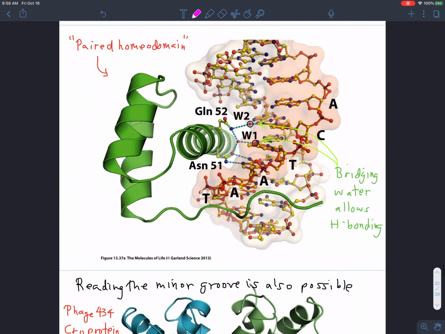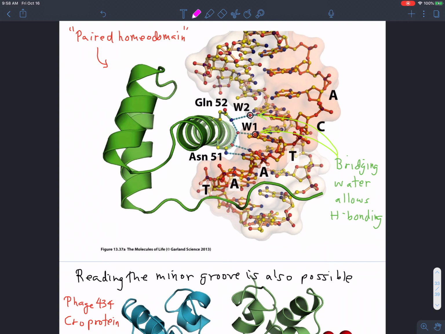Let's see. Here's another example of another kind of thing that can happen. In this case, this alpha helix is reading the base edges in the major groove. I think, yeah, it is the major groove. But not because of hydrogen bonding between the side chains and the DNA bases themselves. There's an intervening water. So there's a bridging water that allows this whole hydrogen bonding arrangement to occur. Without the water, this guy wouldn't hydrogen bond to that guy.